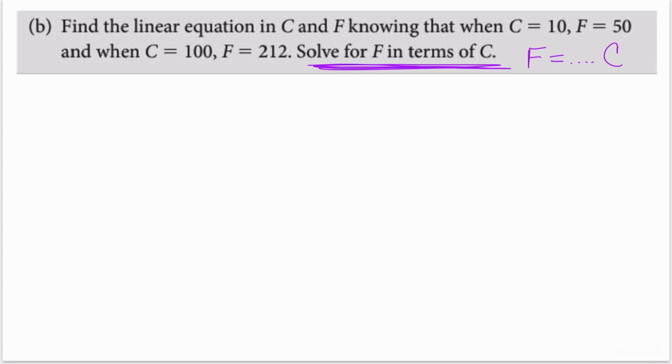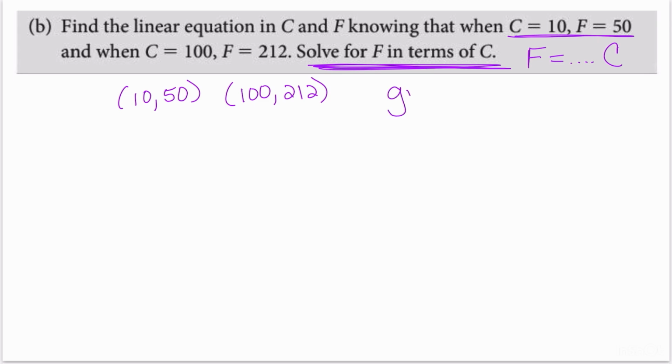So my 2 points here are going to be 10, 50. So it says when C is 10, F is 50. And I'm going to have 100, 212. The first thing that I want to do, because I have 2 points and I don't have the gradient, is first, let's go ahead and find the slope. You need to find the gradient.